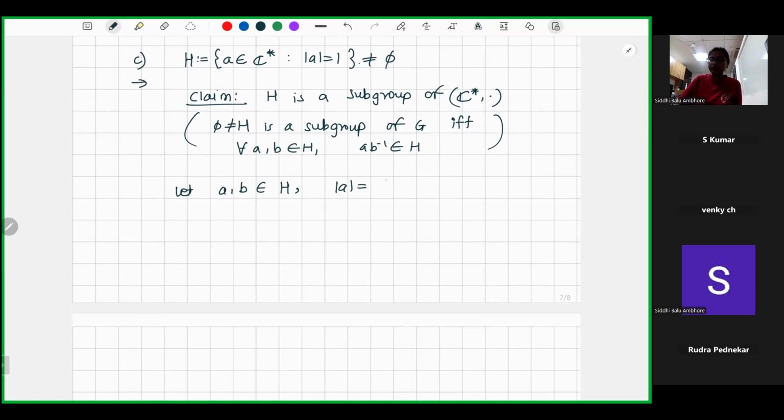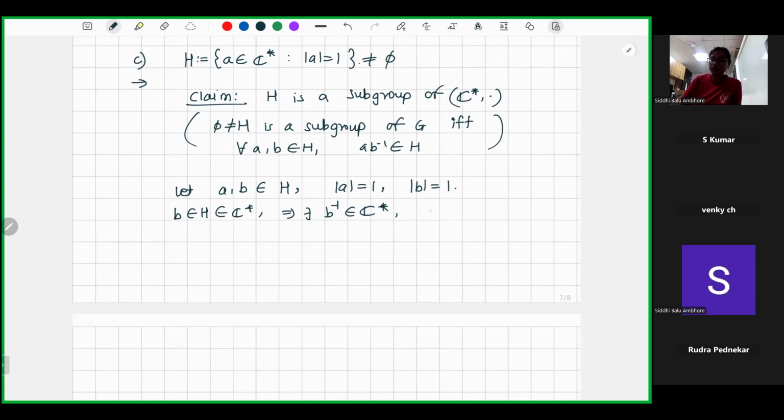So what I have is that modulus of A is 1, modulus of B is 1. But note that since I want to work with B's inverse here, since B belongs to H, there exists B inverse in C star. C star is a group. I'm taking this B from H, which is an element of C star, the bigger group. And now I have this B inverse in C star. I have to check whether this B inverse belongs to my H or not.